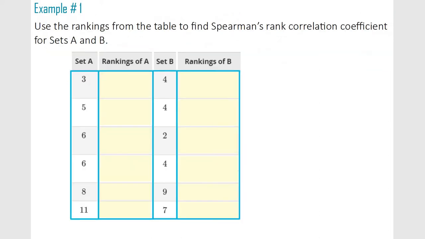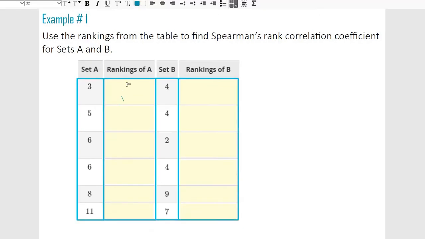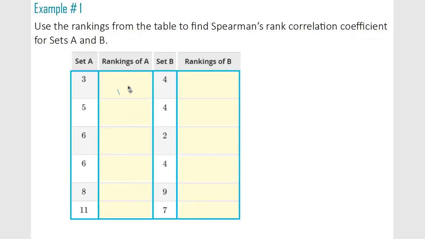All right, so let's do another example. Here you have your sets, and you want to put them in rankings and see how correlated they are. So you need to rank them. This one would be 1. The second ranking would be 2. These are tied between 3rd and 4th place, so you would average those. Then you have 5th place, 6th place.